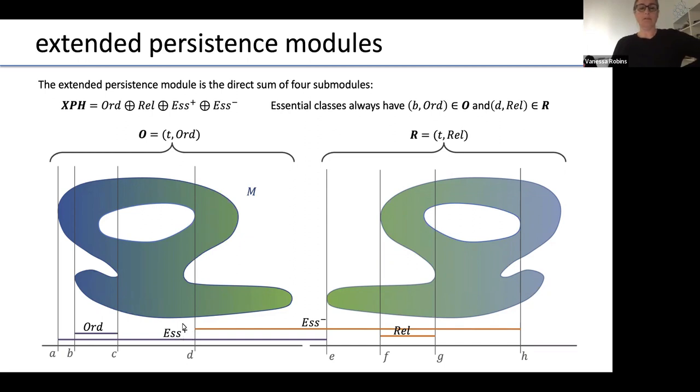So this, and then the one cycle is born in the ordinary part and dies in the relative part once it's been swallowed up, okay? So essential classes will always have a birth in the ordinary part and a death in the relative part. And the difference between the positive and the negative ones is that the positive ones, if you look at the real number part of their parameter, the birth, the B, is actually less than the D value, just as for the connected component here.